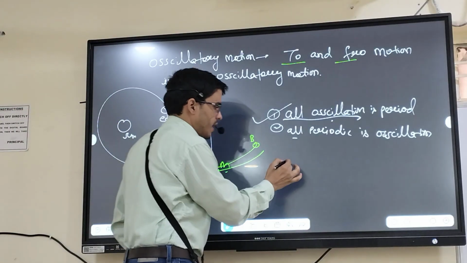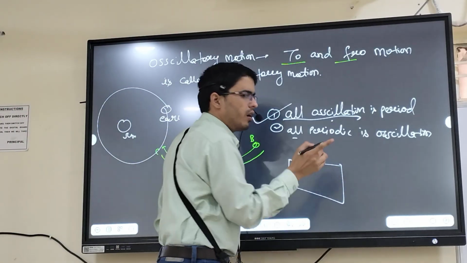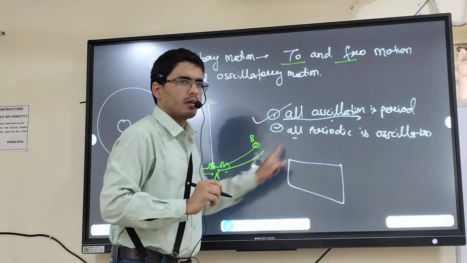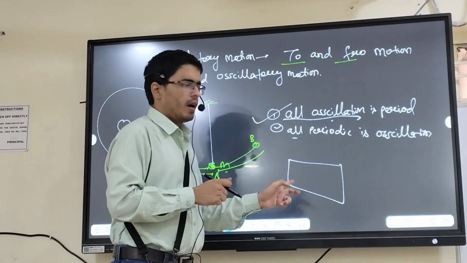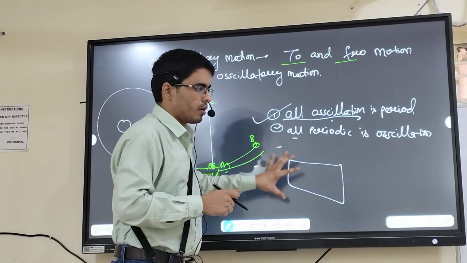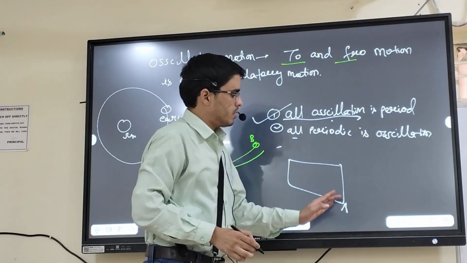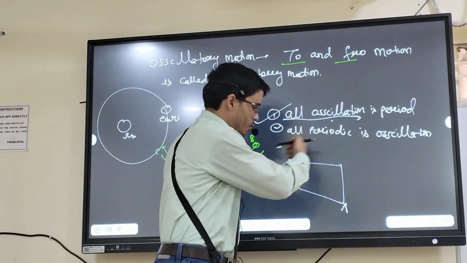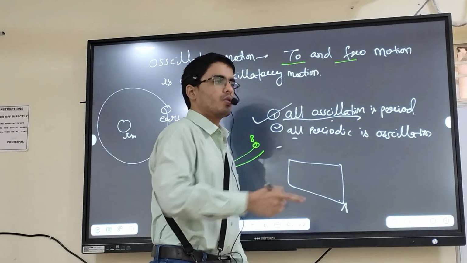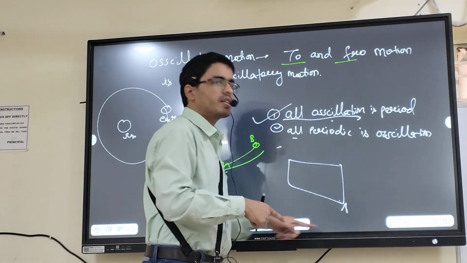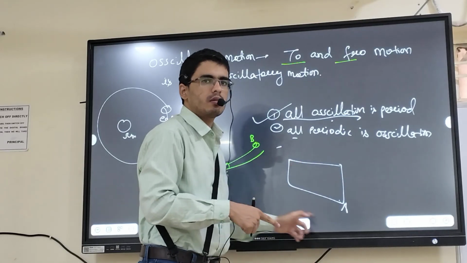Suppose I have one square field, a cricket field. And you are running or walking, and suppose this is point A. You start walking, and after 1 hour you come back here. Next also 1 hour. So you are repeating your path after one fixed time. That is also periodic, sir.